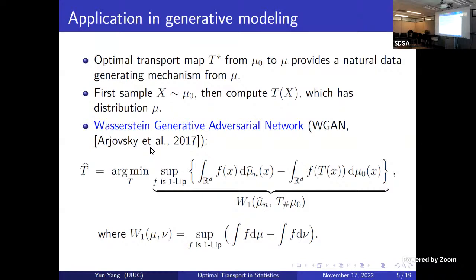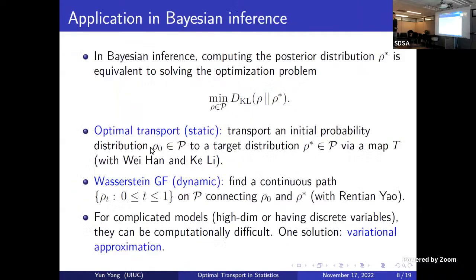So anyways. Regarding the motivation in Bayesian inference, we wanted to sample from rho star. The posterior was complicated to sample from, but we know how to sample from rho zero. You can choose it to be very simple, say a multivariate normal or anything.